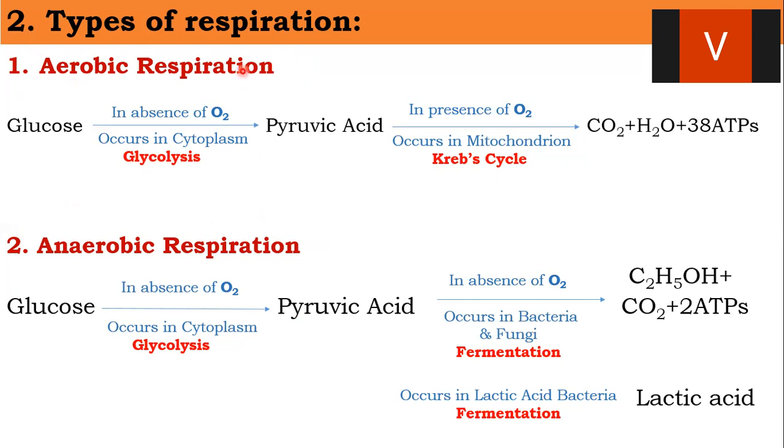Aerobic respiration occurs in presence of oxygen and anaerobic respiration occurs in absence of oxygen. Okay. Now, in both the cases, you can see that in aerobic respiration as well as anaerobic respiration, if you will see the product side, you can see one thing is common, that is carbon dioxide. Okay. Whether it is aerobic respiration or anaerobic respiration, you can see carbon dioxide at the product side.